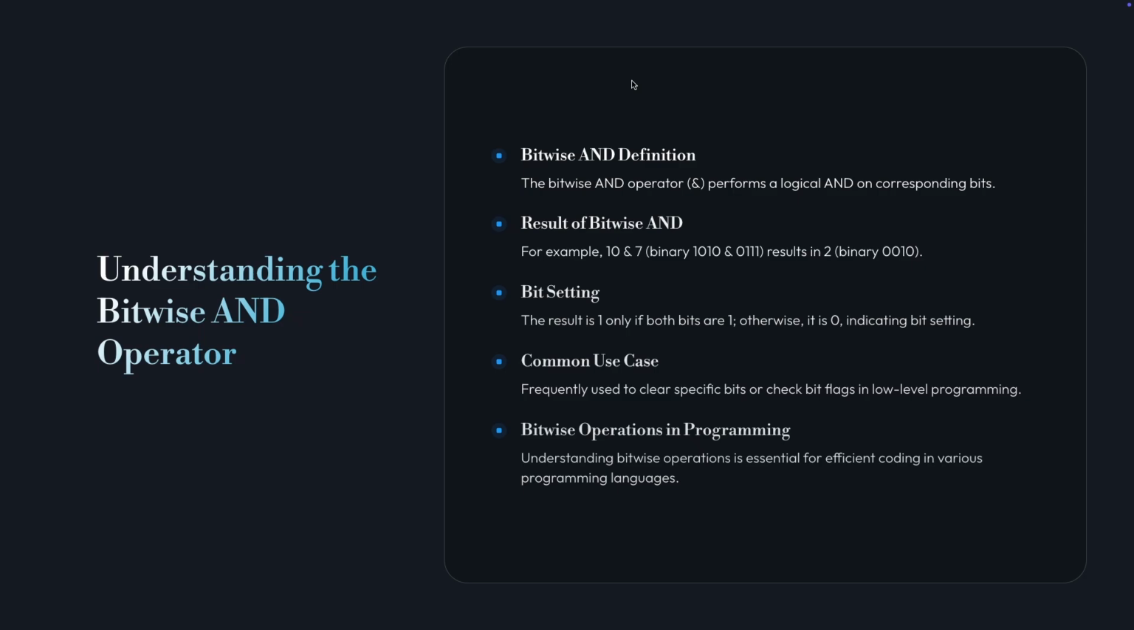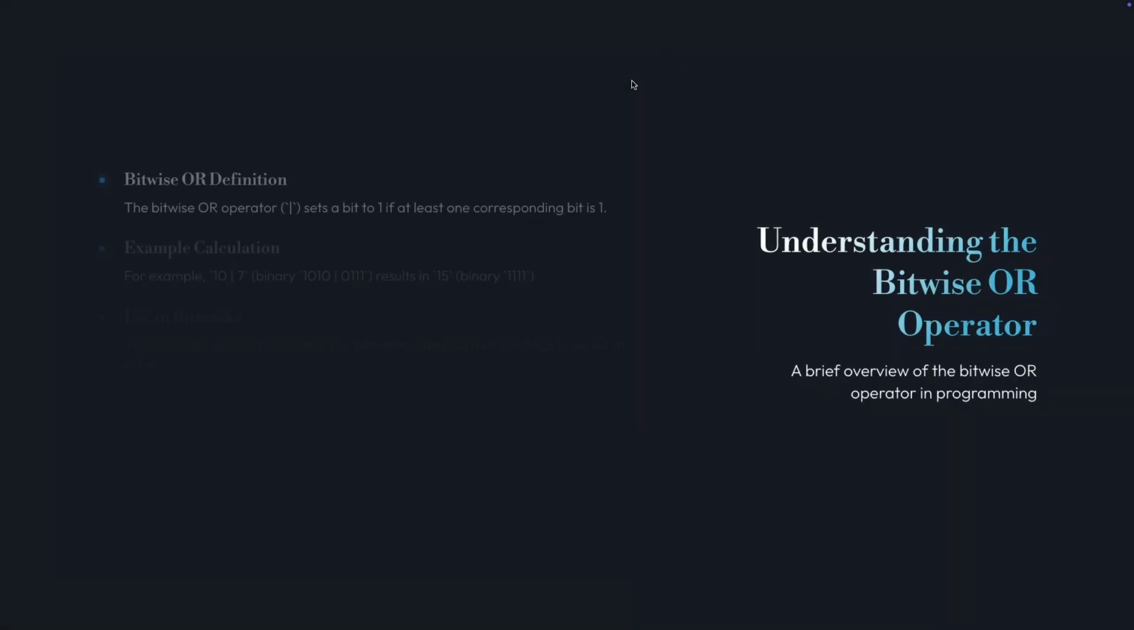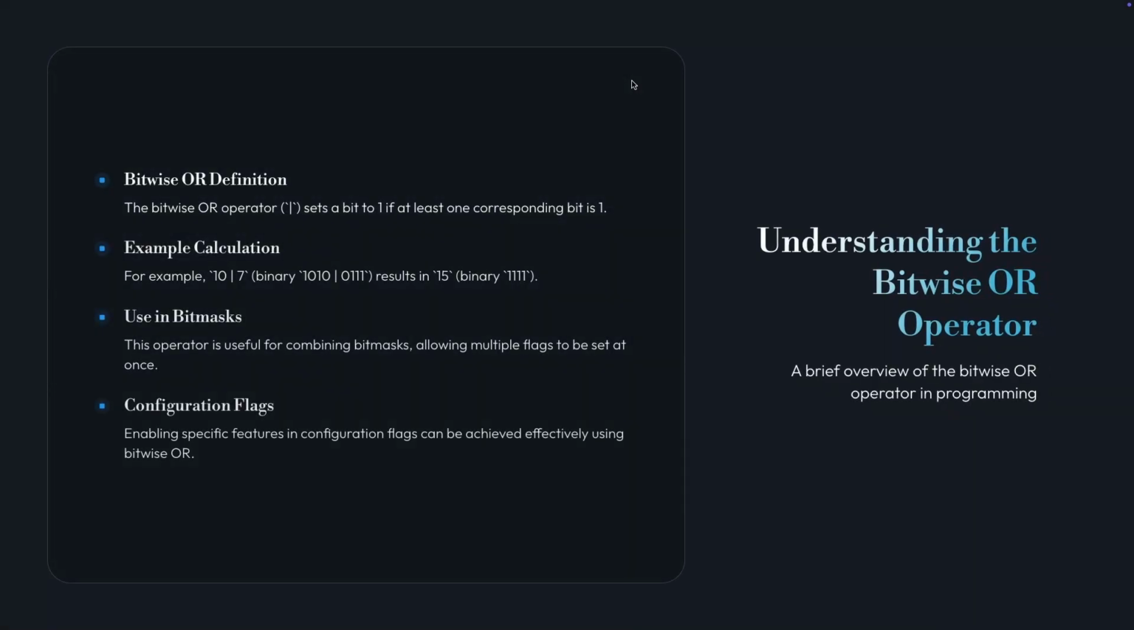Perfect example. Now let's look at the bitwise OR operator, that's the pipe. The analysis tells us this operator sets a bit to 1 if at least one of the corresponding bits is 1, so it's a bit more permissive, a bit more lenient than AND. Taking our previous example, 10 OR 7, that's binary 1010 OR 0111, results in 1111 in binary, which is 15 in decimal. Why? Because in every position, at least one of the original numbers had a 1. Precisely. One or the other, or both.